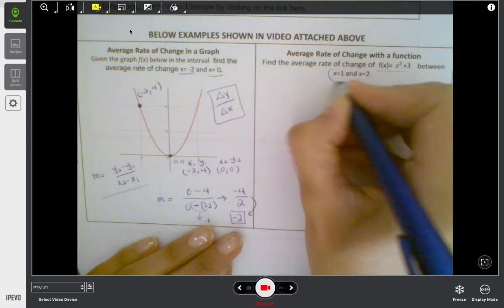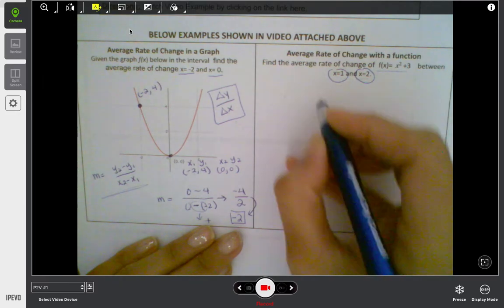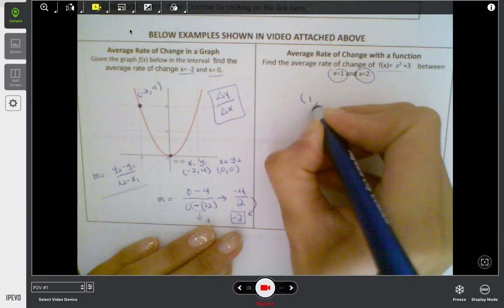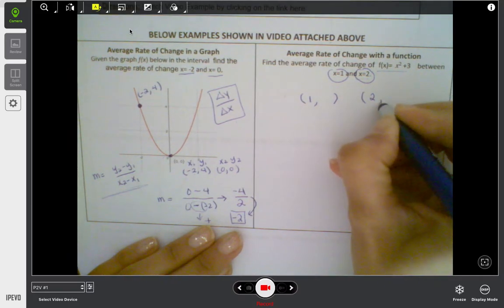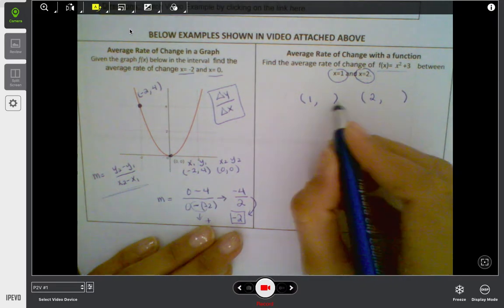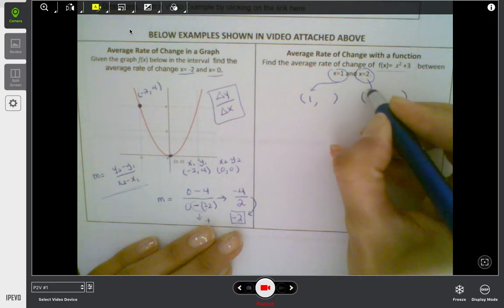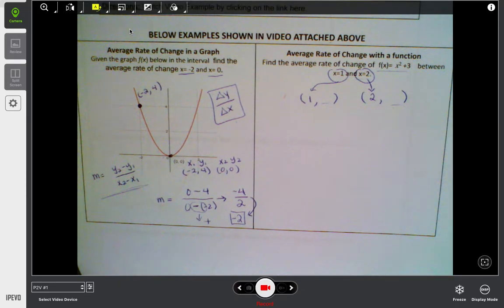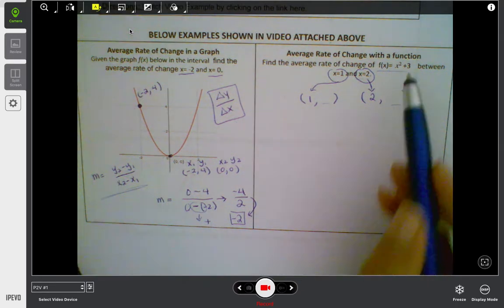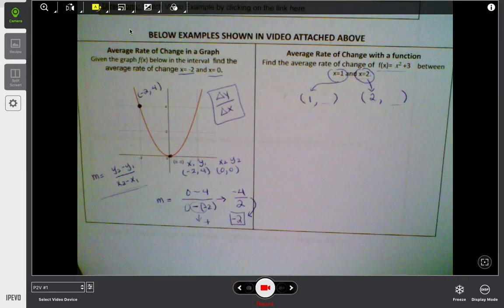So what we have is our input values. All we need now is our output values, because what we have here is 1 comma, and we don't know what that y value is, 2 comma, and we don't know what that second y value is. This is my first one, and this is my second. So we just need to find the outputs. We can find the outputs because we have a function. If we plug an input into our function, we get an output.